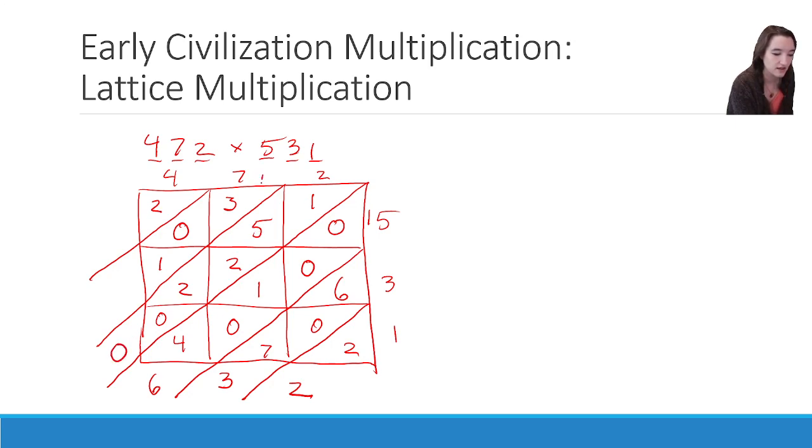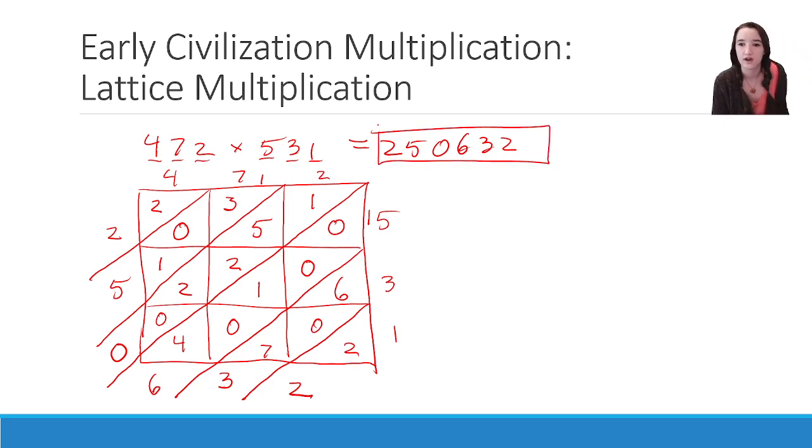so I put a 0 down here and carry the 1. Then over here I get 1 plus 3 plus 1, so that's 5. And last diagonal, I just get a 2. So my answer is 2, 5, 0, 6, 3, 2. And now I'm just going to very quickly check this on my calculator to make sure I did everything right. 472 times 531 is 250,632.